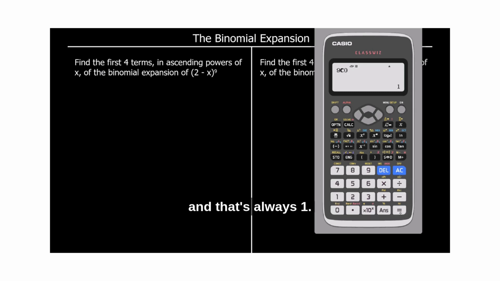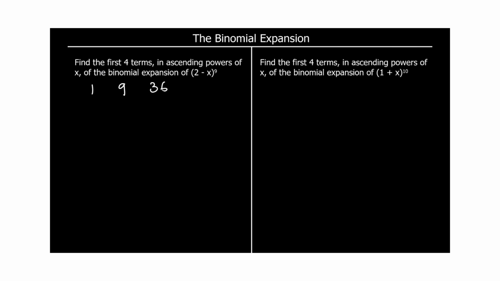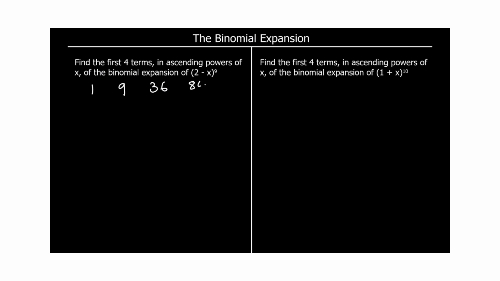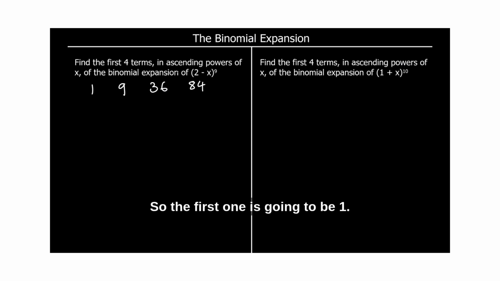9C0 is going to be the first one, and that's always 1. 9C1 should be 9. 9 choose 2 is 36. And 9 choose 3, 84. So they're the terms of Pascal's triangle I'm interested in. Now I'm just going to write down the expansion.